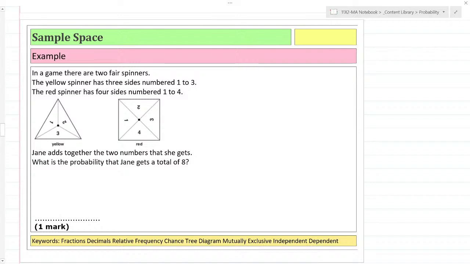Alright, so have a little go at this one yourself as well.